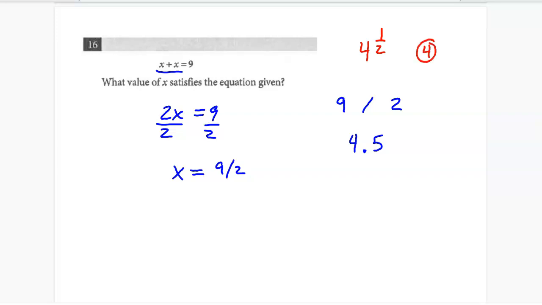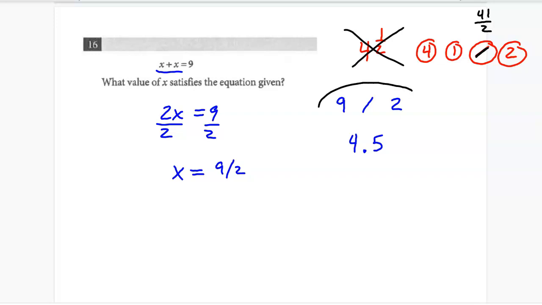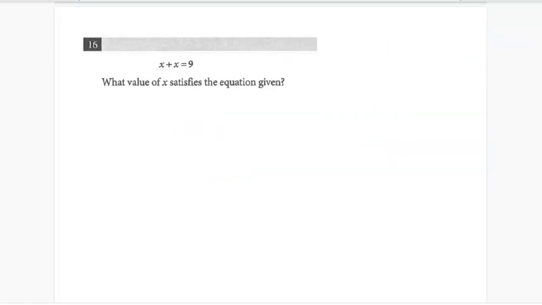Even though it is 4 and 1/2, there's no way to bubble that, because when you bubble it in, you're going to bubble 4, you're going to bubble the 1, you're going to bubble the slash, and you're going to bubble the 2. And what it thinks you want is 41/2. So you're not allowed to bubble in mixed numbers on the SAT. So leave it as improper or leave it as a decimal. Just a little tip there on bubbling.